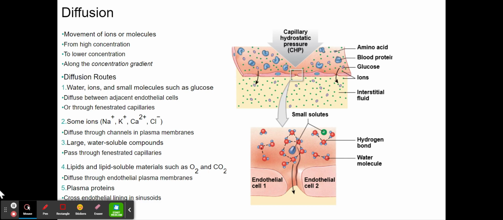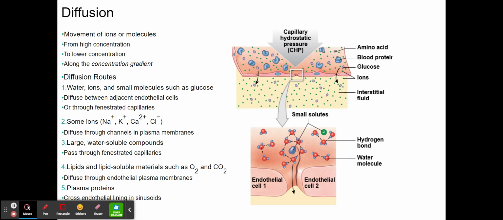2. Many ions, including sodium, potassium, calcium, and chloride, can diffuse across endothelial cells by passing through channels in plasma membranes. 3. Large water-soluble compounds are unable to enter or leave the bloodstream except at fenestrated capillaries, such as those of the hypothalamus, the kidneys, many endocrine organs, and the intestinal tract.